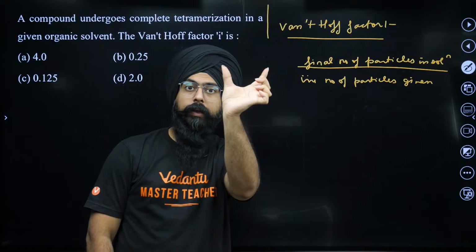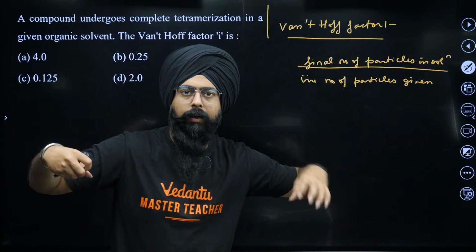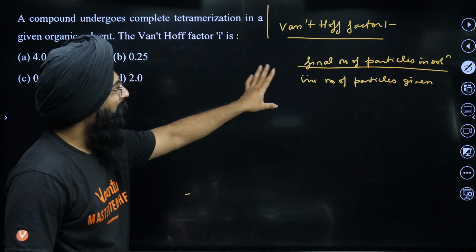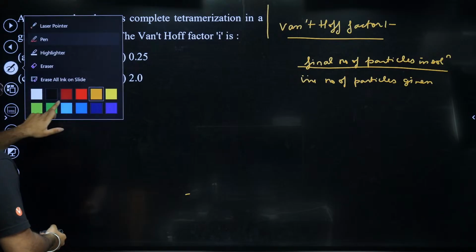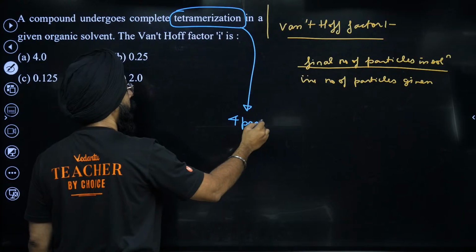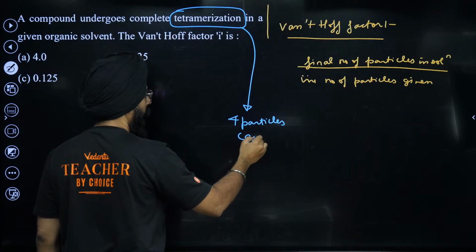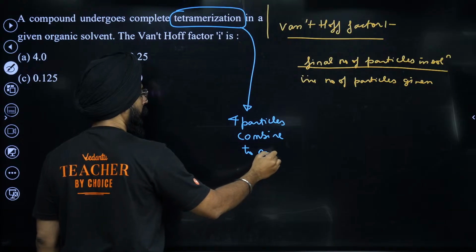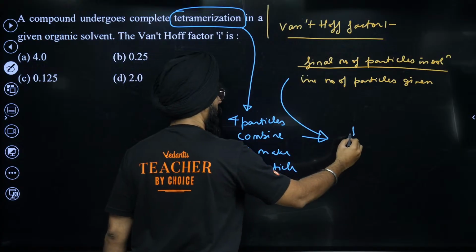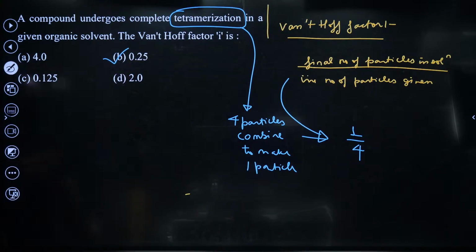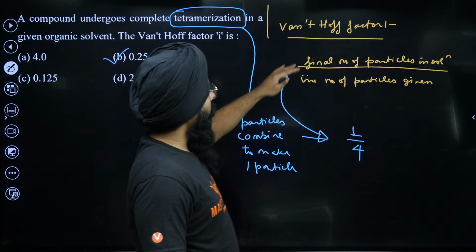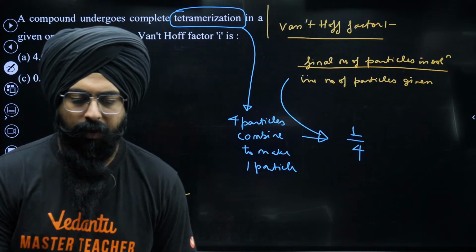If initially I take 1 particle NaCl, if I put it in water, it breaks into 2 particles, Na positive, Cl negative. So now the Van't Hoff factor is 2. So final particles upon initial particles. So tetramerization means 4 particles combine to make 1 particle. So this will become 1 by 4, 0.25. Alrighty. So final particles upon initial particles is basically your Van't Hoff factor.